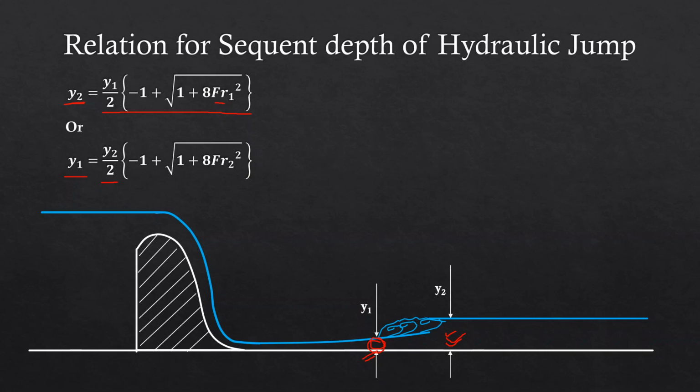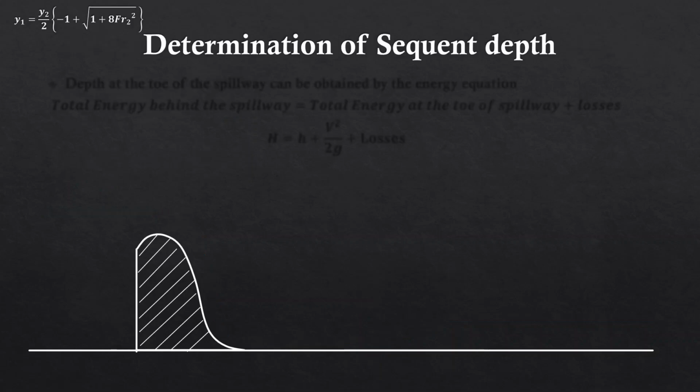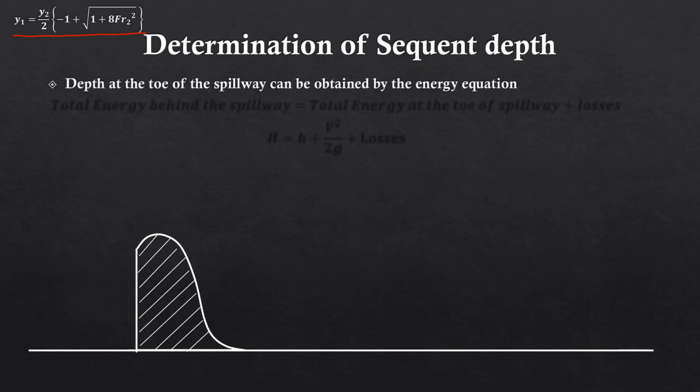So to get y2 we need y1, or to get y1 we need y2, but at least one of them should be known. Now how do we get that value? We'll keep this formula here for reference. Now, determination of sequent depth: the depth at the toe of the spillway can be obtained by the energy equation.